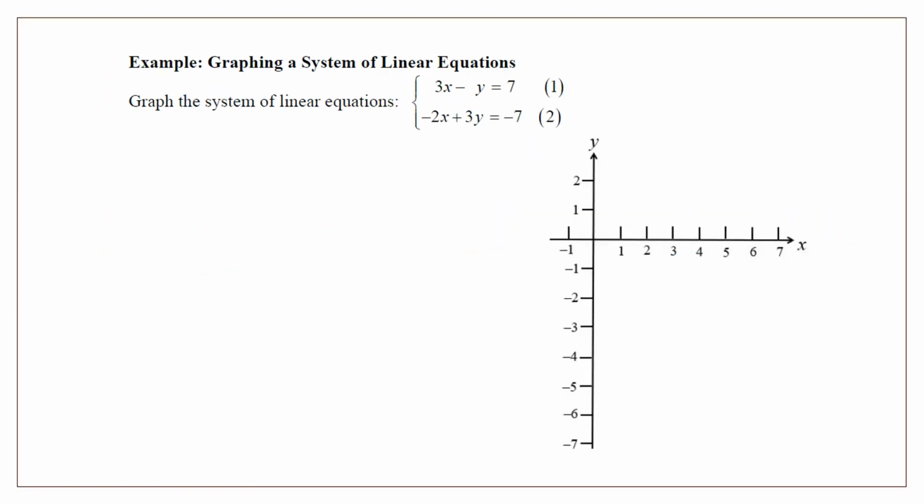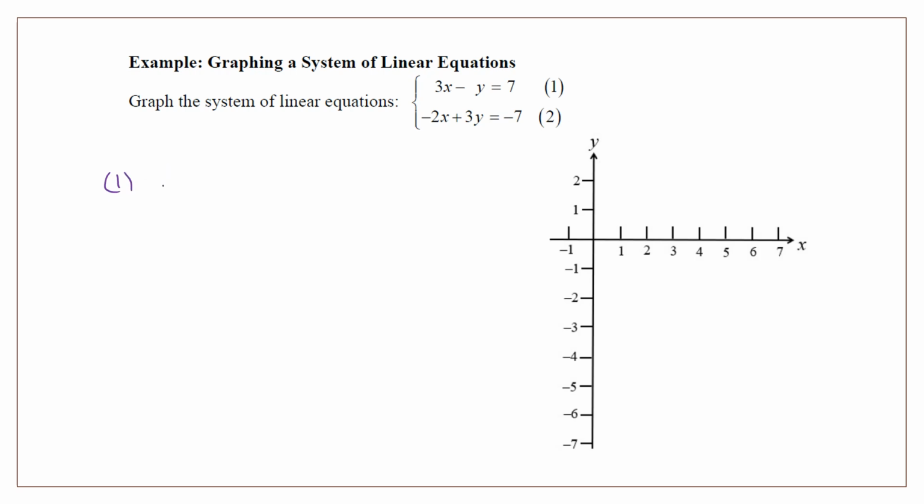For this example, we're asked to graph the system of linear equations. Our first equation in our system is 3x minus y equals 7. Our second equation is negative 2x plus 3y equals negative 7. So to help us graph this system of linear equations, we are going to write each equation in slope-intercept form.